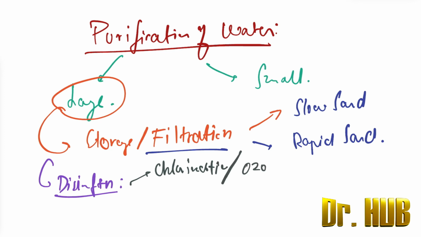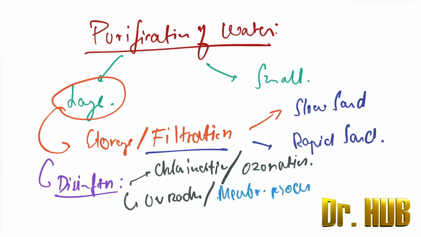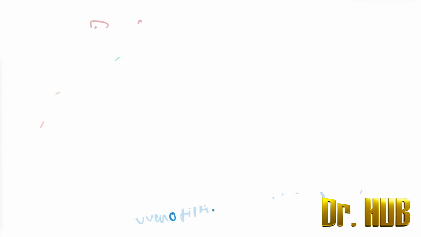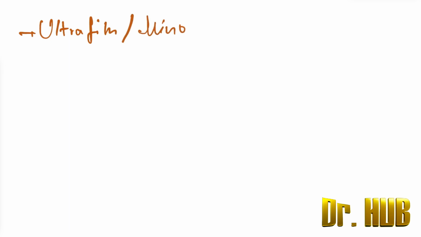Next comes ozonation. There is also UV radiation. And the membrane processes, like reverse osmosis, that's RO. Then there is also nanofiltration. Next, it also includes ultrafiltration and microfiltration.